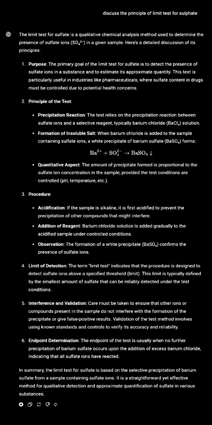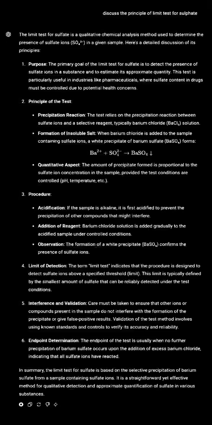The limit test for sulfate is a qualitative chemical analysis method used to determine the presence of sulfate ions, SO4²⁻, in a given sample. Here's a detailed discussion of its principles. 1. Purpose. The primary goal of the limit test for sulfate is to detect the presence of sulfate ions in a substance and to estimate its approximate quantity. This test is particularly useful in industries like pharmaceuticals, where sulfate content in drugs must be controlled due to potential health concerns.